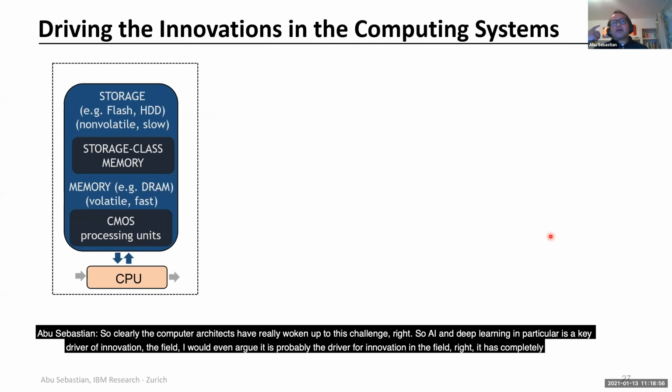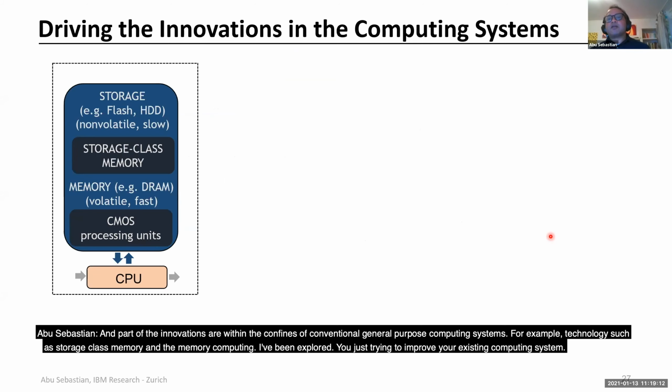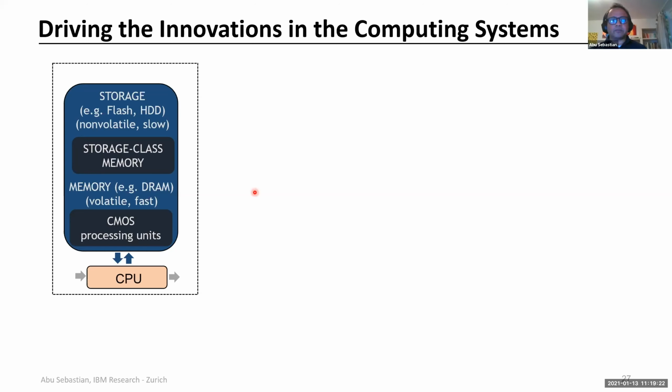So clearly, the computer architects have really woken up to this challenge, right? AI and deep learning in particular is a key driver of innovation in the field. I would even argue it is probably the driver for innovation in the field. It has completely woken people up to work towards that. Part of the innovations are within the confines of conventional general purpose computing systems. For example, technologies such as storage class memory and near memory computing are being explored. You're just trying to improve your existing computing system.